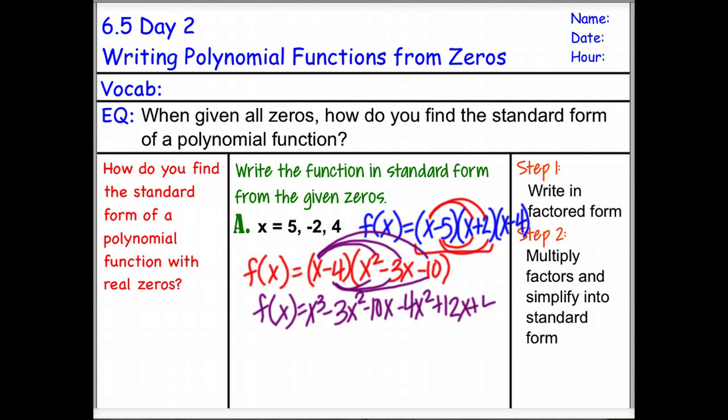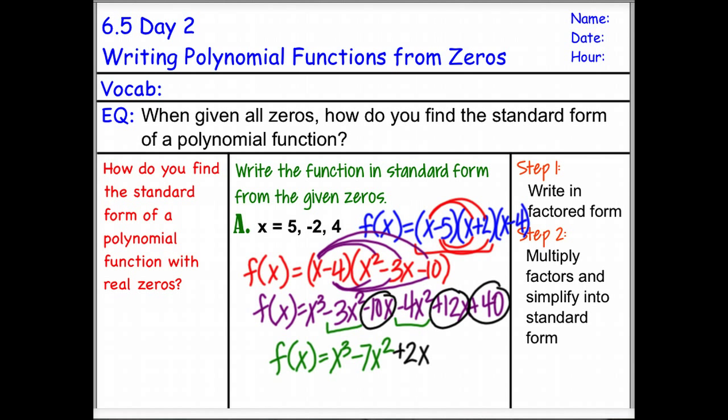plus 40. So then we can combine our like terms. I see here that I've got a -3x squared and a -4x squared, so that means I have f of x equal to x cubed minus 7x squared, and I have a -10x plus 12x, so plus 2x plus 40. And that would be my final answer.